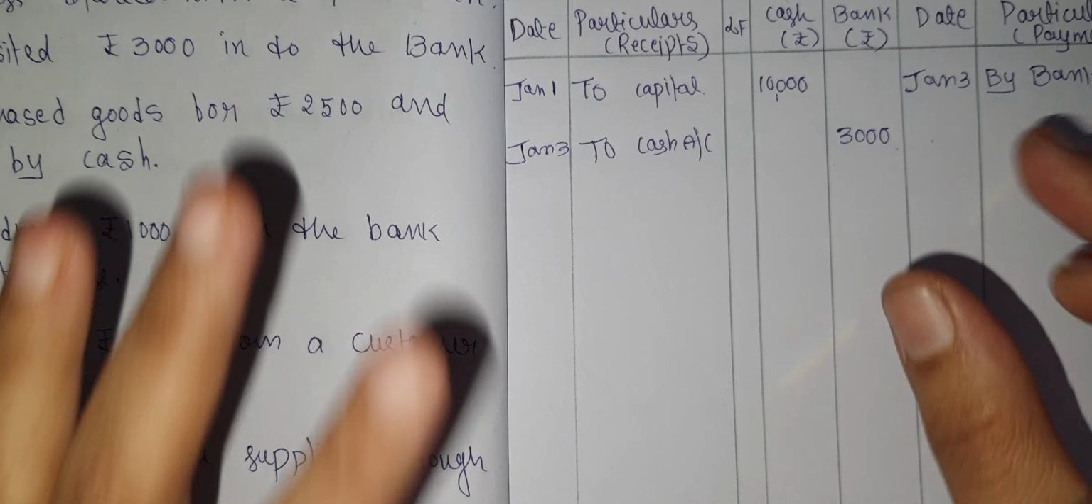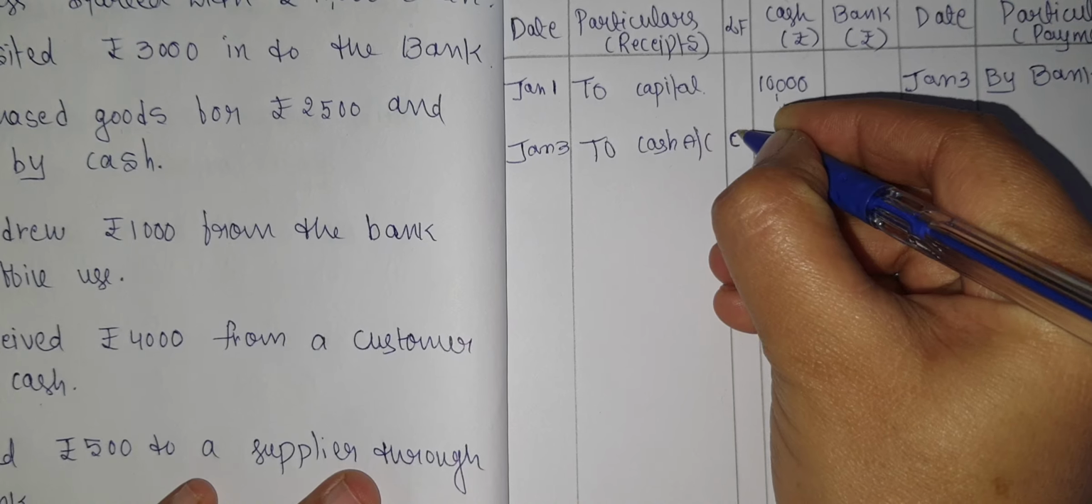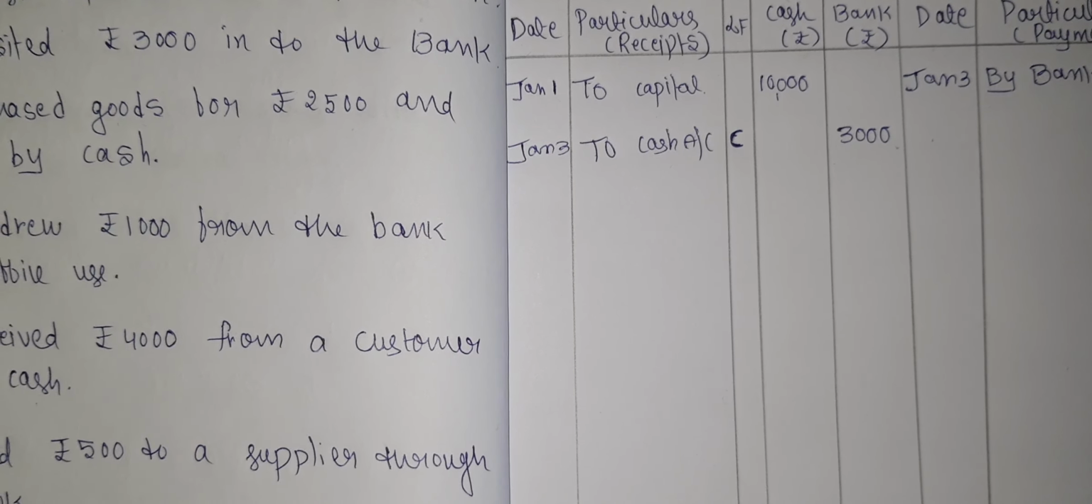Okay, this is about contra entries. Here in the ledger folio, here also we have to indicate it as C. Fine, this is about contra entry.